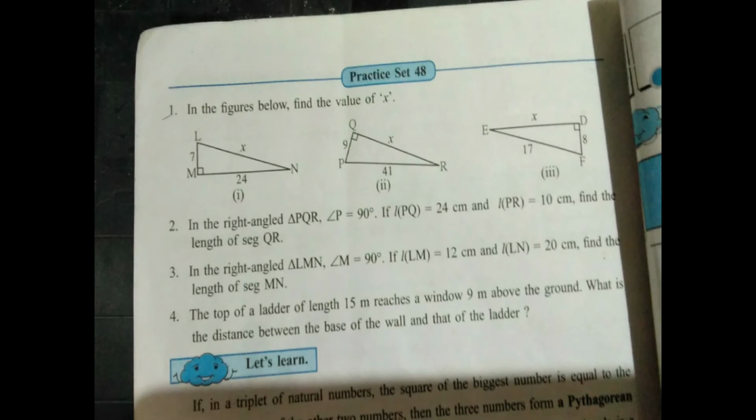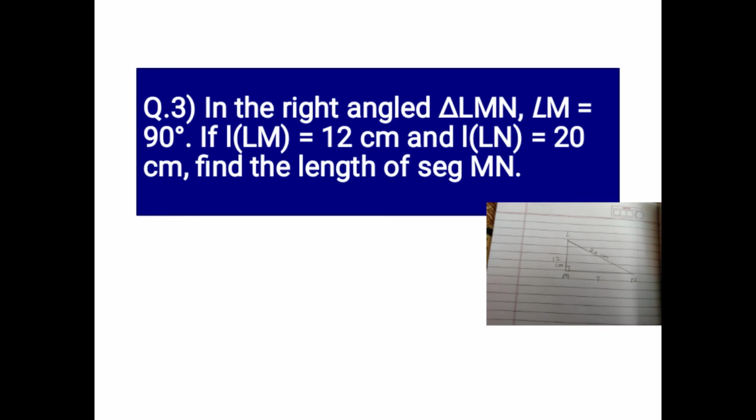We will do the next sum. Question number 3. In the right angle triangle LMN, angle M is equal to 90 degrees. If length of LM is equal to 12 centimeter and length of LN is equal to 20 centimeter, find the length of segment MN.